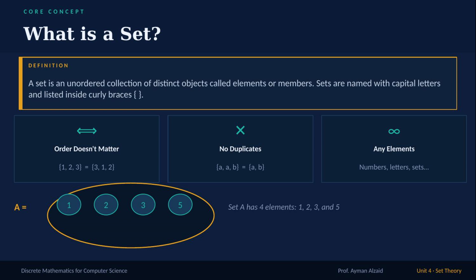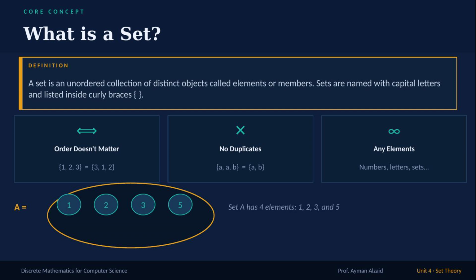A set is an unordered collection of distinct objects called elements or members. We typically name sets with capital letters A, B, S, and we list their elements inside curly braces. Here are 3 key properties to remember. First, order does not matter. The set containing 1, 2, and 3 is absolutely identical to the set containing 3, 1, and 2. Second, duplicates collapse. If you write the same element twice, the set still contains it only once. Third, elements can be anything: numbers, letters, people, even other sets.